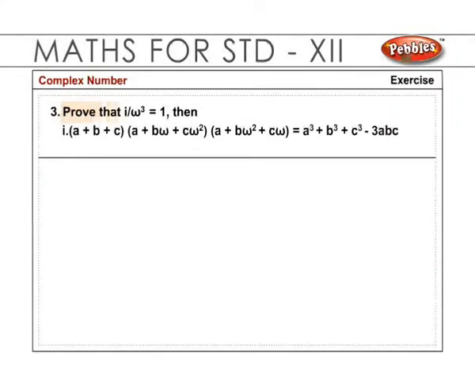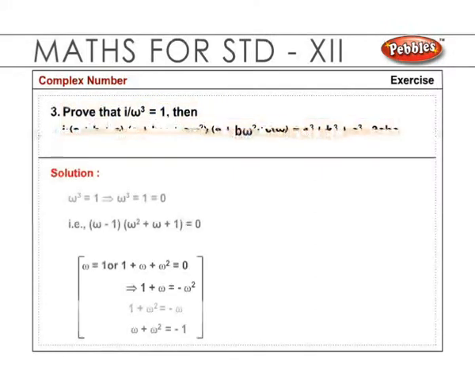Prove that omega cube is equal to 1. Then a plus b plus c into a plus b omega plus c omega square into a plus b omega square plus c omega is equal to a cube plus b cube plus c cube minus 3abc.